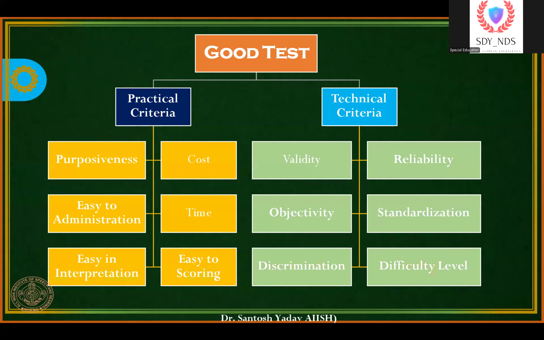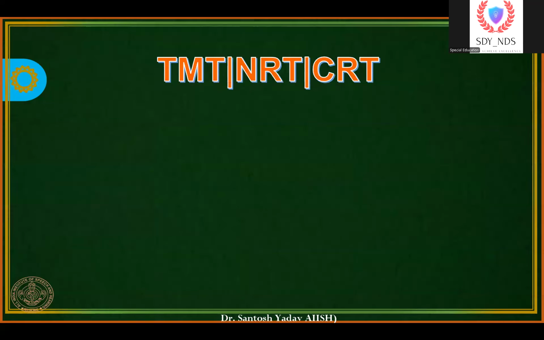How do we say the technical criteria? In the technical criteria, scientific points come in. What are the scientific words, like validity, reliability, objectivity, standardization, discrimination, and difficulty level? These are the scientific words. If the test is valid and fulfills all the scientific or technical criteria, it means the test is a good test. Okay, that also we have made clear.